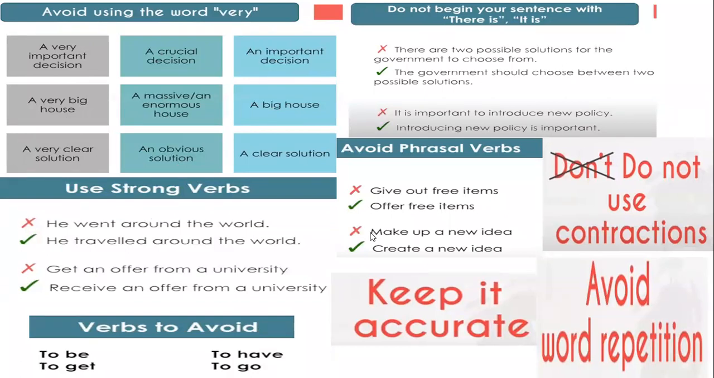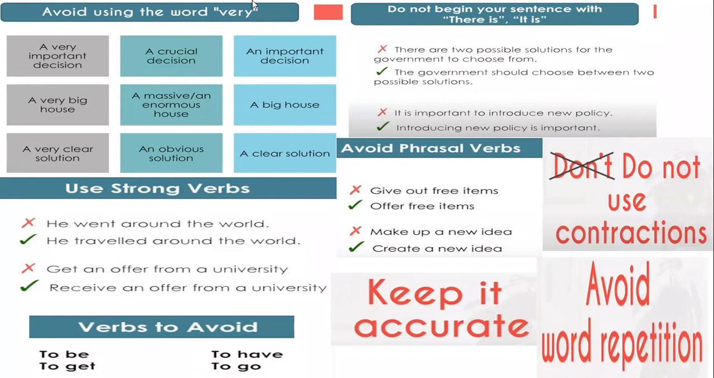Use strong verbs. "He went around the world": "He traveled around the world." Strong verbs are those that have only the -ed form, whereas we normally say eat, ate, eaten. These are called weak verbs. And strong verbs are those that have only the -ed form. That's the call. And then verbs to avoid: to be, to get, to have, to go, and so on.